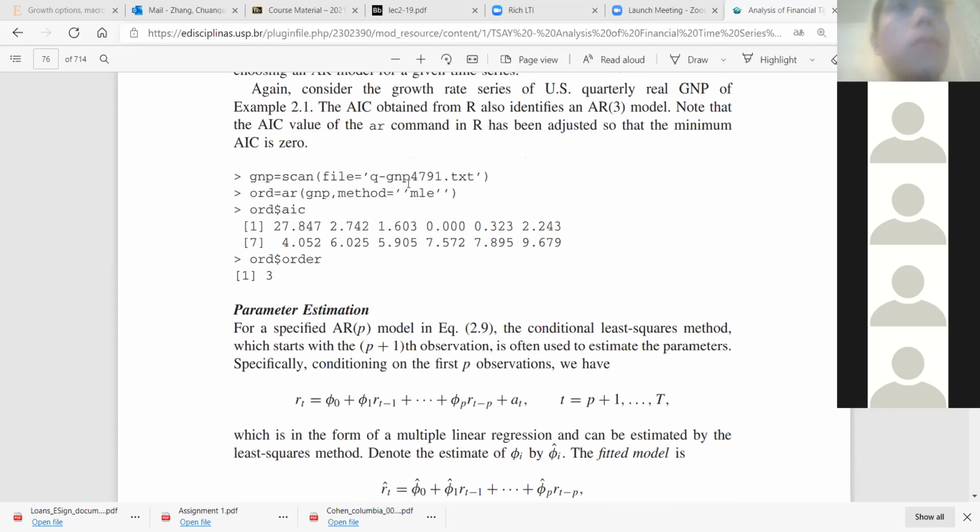So the first line is read into the data. You don't need to use them. You can use your own. But you can have such a command, for example, AR, and it will give you AIC information. Look, 1, 2, 3, 4, 5, 6, 7, 8, 9, 10, so there is a group of 12 values for the AIC, and then you just select which one.